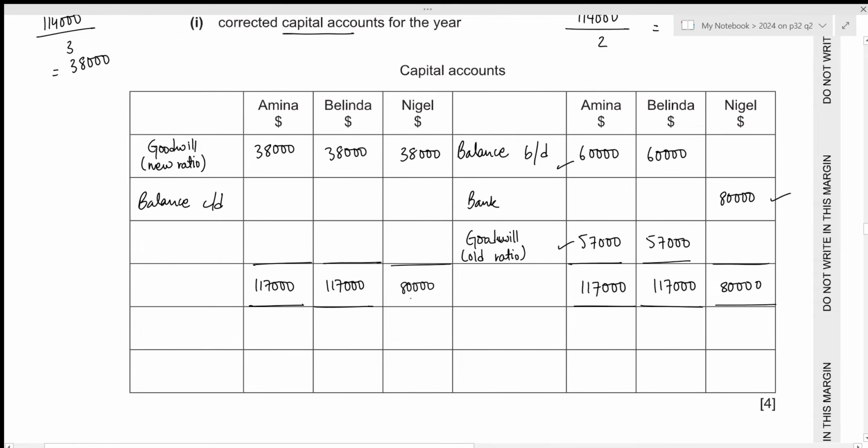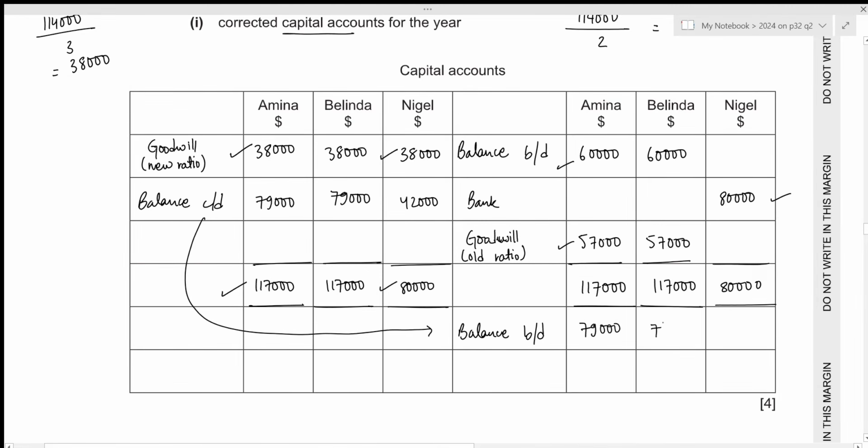and 80,000. Okay, the closing balance for Amina will be 117,000 minus 38,000, which results in 79,000. That's the same for Belinda. And for Nigel, that will be 80,000 minus 38,000, which is 42,000. Now we need to bring the closing balance to the opposite side as the opening balance for the next period. So balance BD, that will be 79,000 for Amina, 79,000 for Belinda, and 42,000 for Nigel.